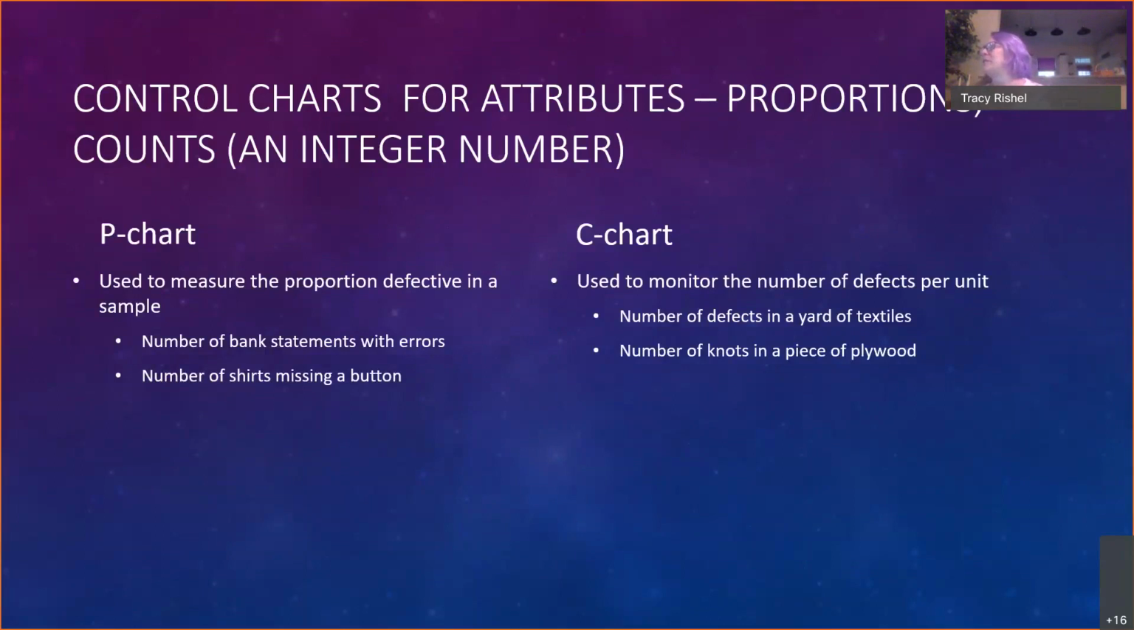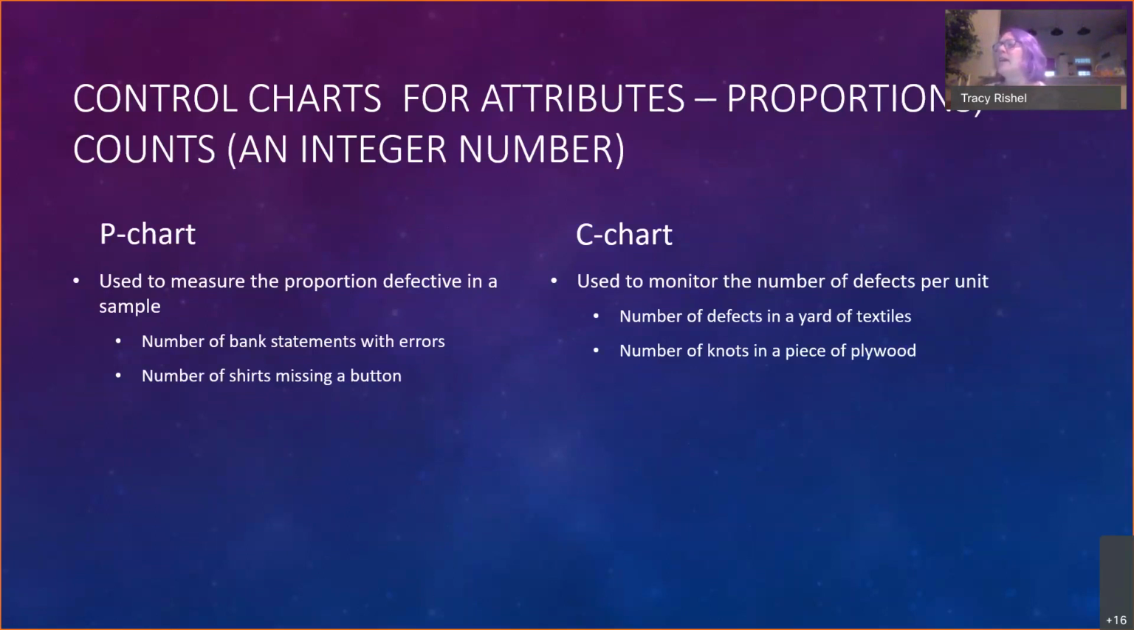Those are attributes, okay? So a P chart is a proportion chart. It's used to measure the proportion defective in a sample. So let's say that we work at a bank, we have bank statements. We're going to count the number of bank statements in our sample, and we're going to calculate that proportion, and we're going to plot that on a control chart that looks very similar to the ones that we just looked at.